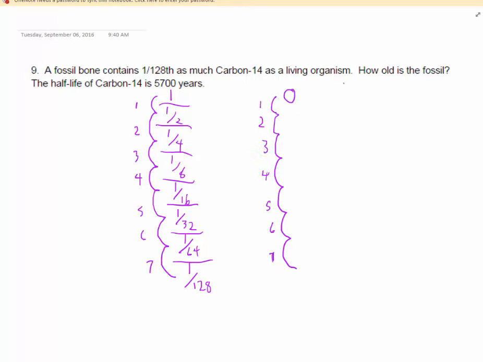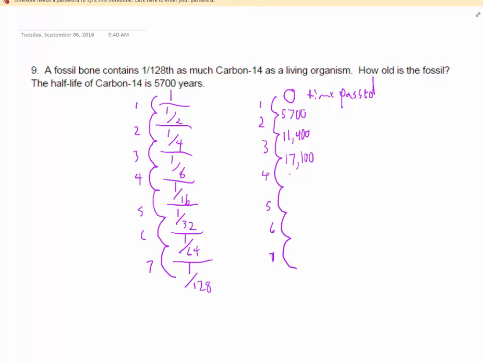Okay, we always start with 0 time has passed, and that's when we would have 1 or all of our carbon-14. And then 5,700 years goes by, and then another 5,700 years puts us at 11,400, and another 5,700 puts us at 17,100.